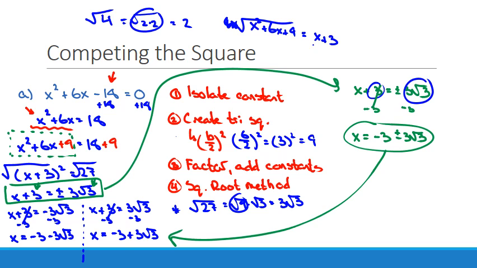Okay, so that's our first completing the square example. Those 4 steps never change. We're going to isolate, create, factor, and then use the square root method.